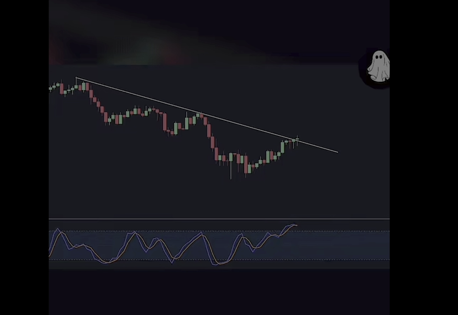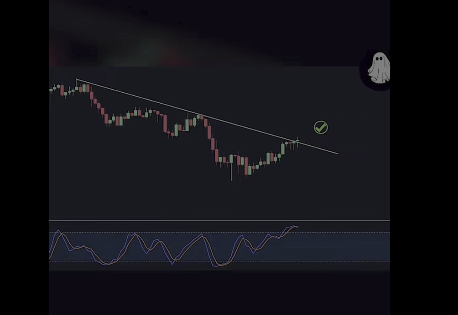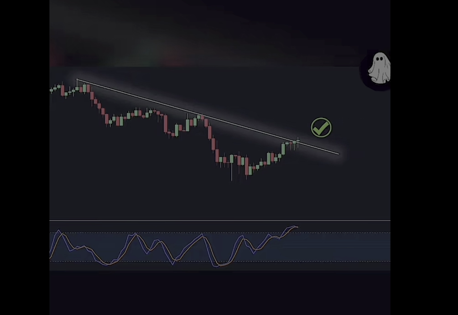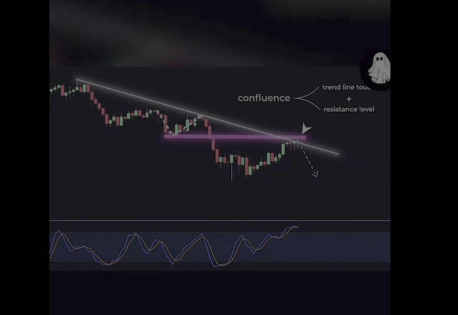Now in this example, notice that the price didn't touch the trend line perfectly and instead slightly broke above it. This still counts as a valid setup because it's still within the trend line zone. Now, an interesting thing about this specific setup is that this area where price touches the trend line also seems to align with a support turned resistance level here. This is called confluence, and usually it's a sign that price has a higher chance of bouncing off that key level because of the two key levels converging.